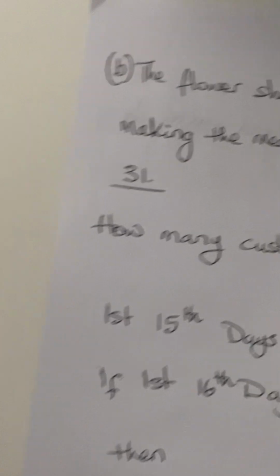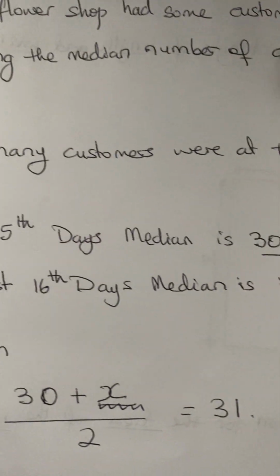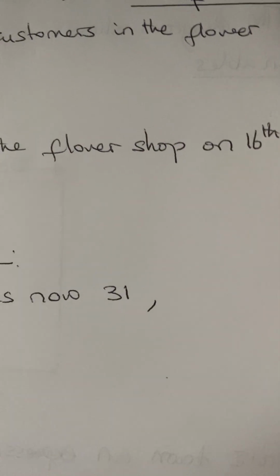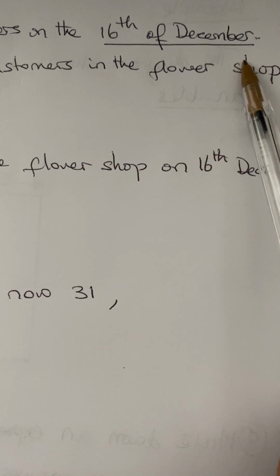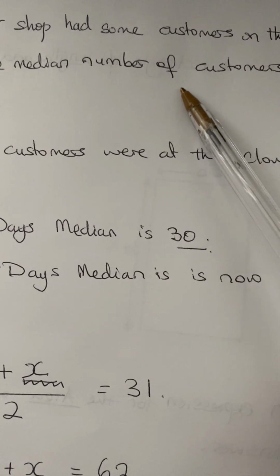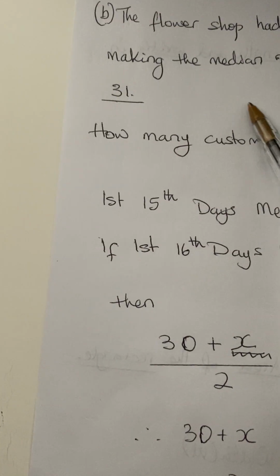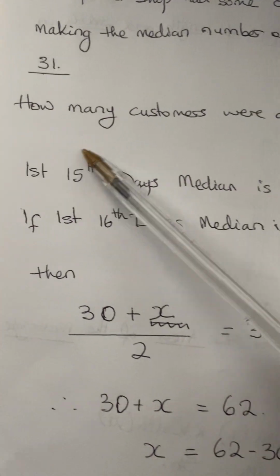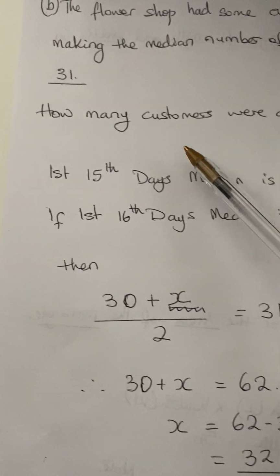Okay, now the question follows and said, the flower shop had some customers on the 16th. The data they're giving you is up to the 15th, making the median number of customers in the flower shop 31. How many customers were at the flower shop on the 16th?